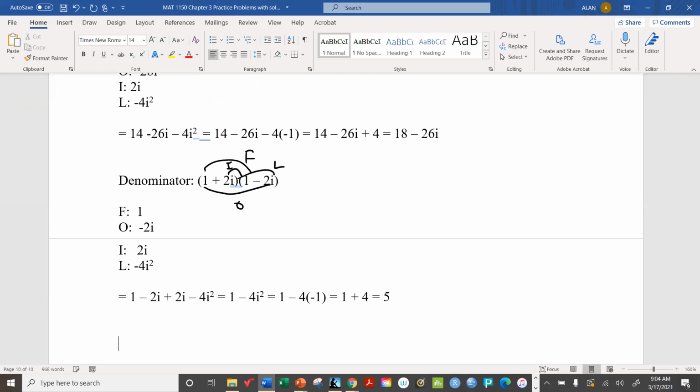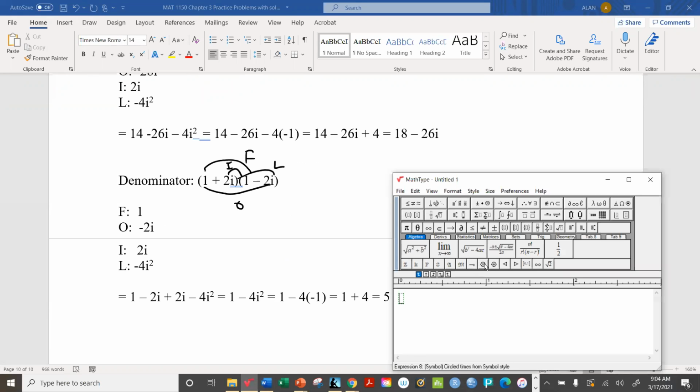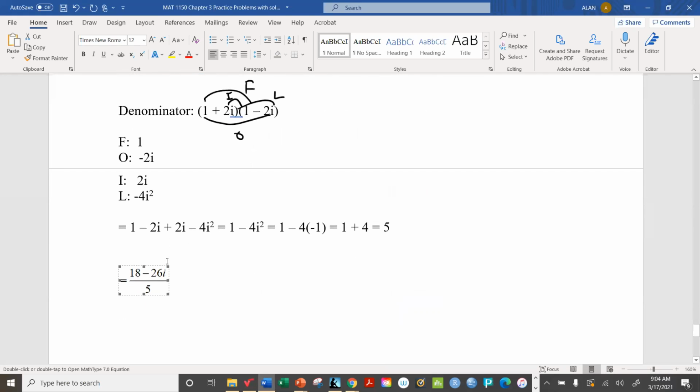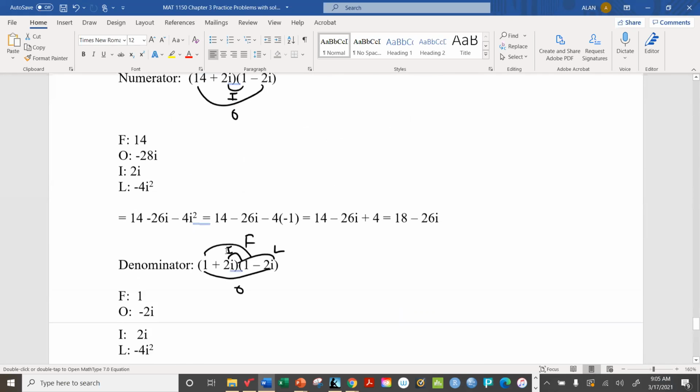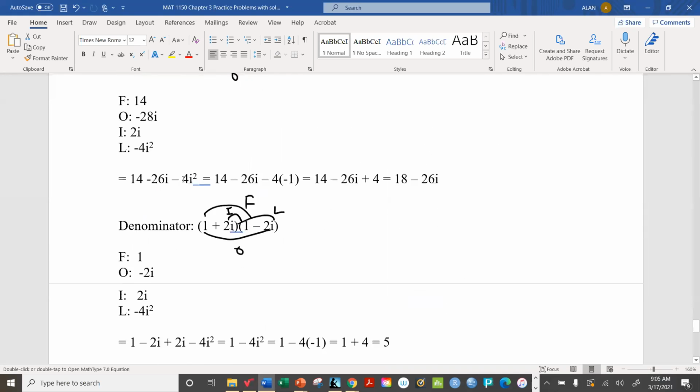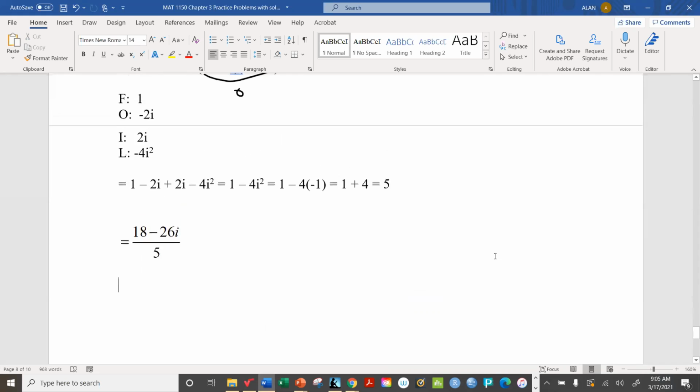So the bottom line is that we end up with a ratio of 18 minus 26i in the numerator, and then we're going to divide that by 5. All right, and then we're done. Okay, well, it doesn't seem very much simpler, but yeah, it's simpler. It's definitely simpler. This is what it used to look like. So now we have this, and that's our final result.